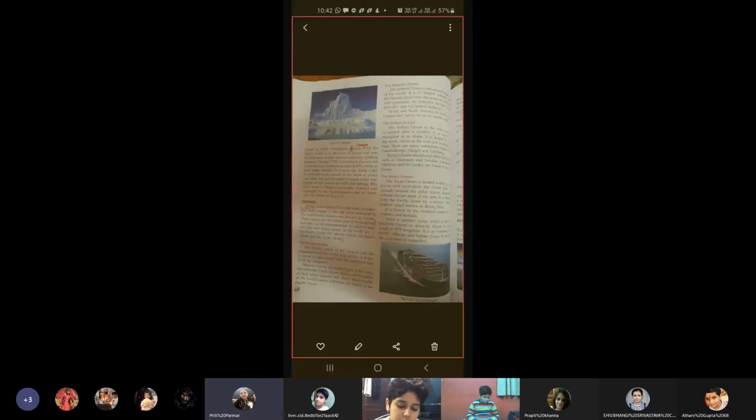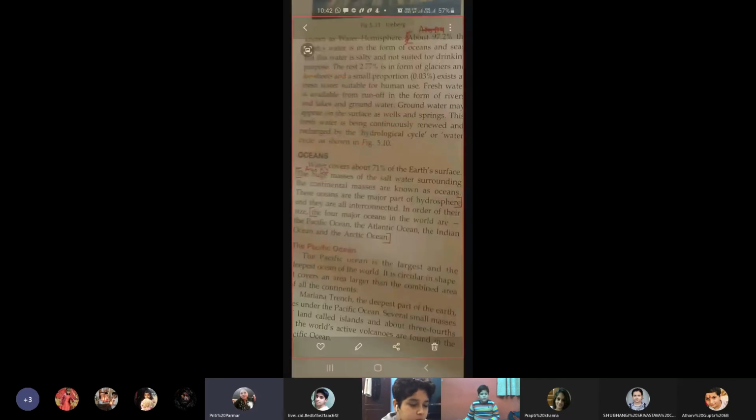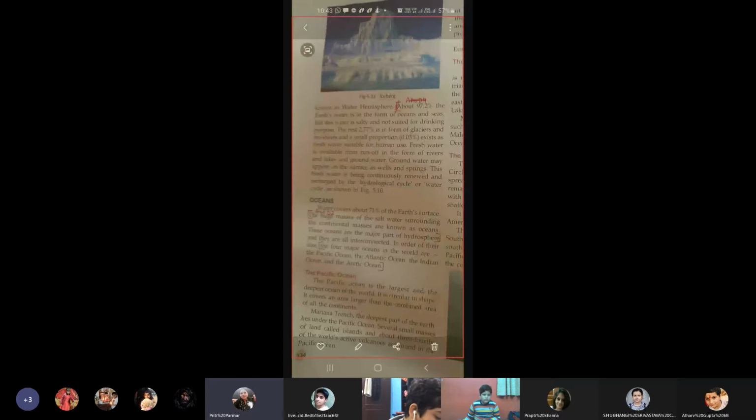In order of their size, the four major oceans in the world are the Pacific Ocean, the Atlantic Ocean, the Indian Ocean, and the Arctic Ocean. So, the four major oceans present on Earth, according to their size: the Pacific Ocean, which is the largest, then comes the Atlantic, then the Indian Ocean, and the smallest is the Arctic Ocean. Now we take up the first ocean, the Pacific Ocean.